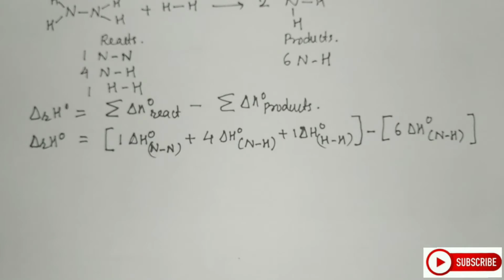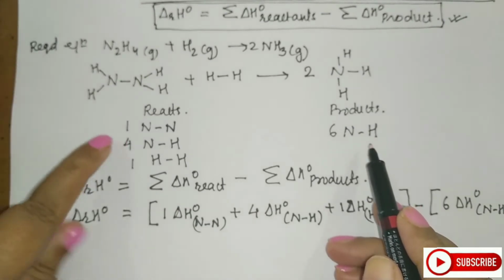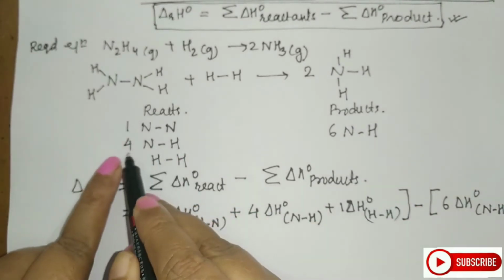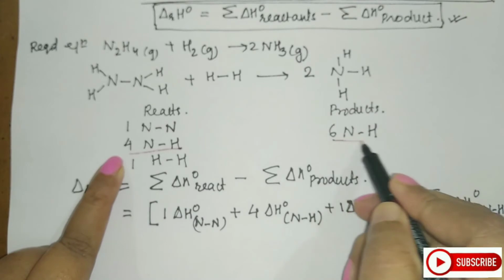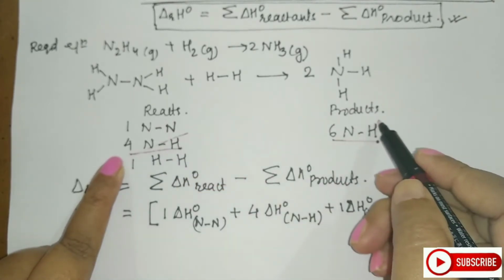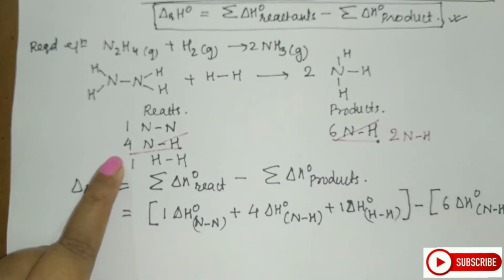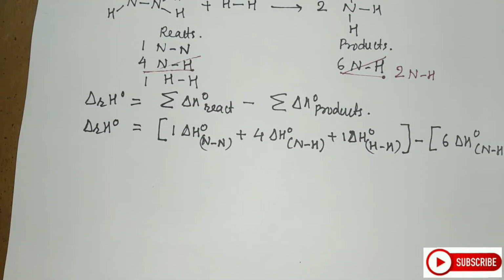Now students, what you have to do is simplify the calculation. Go back to what you have written. If you see here on this side we have 4 NH bonds, and here there are 6 NH bonds. So you can cancel those 4 and 4 out of this. What is left is 2 NH bonds. After this cancellation, we are simplifying the equation.